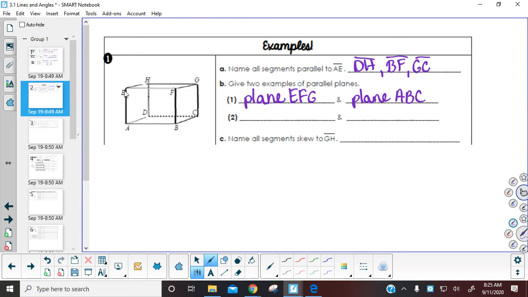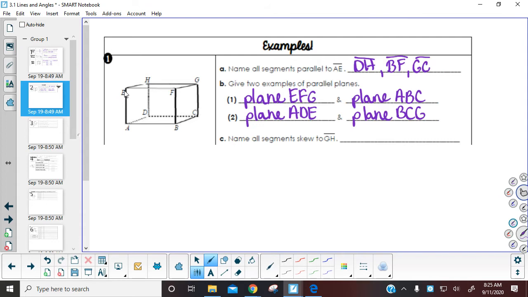If we're looking at another pair, you could do the left and the right. So if you look at the left side, you've got plane ADE. Again, I could use H in place of any of those. And then the right side, which is going to be parallel, would be plane BCG. And again, I could use F in place of any of those. Now I could also do the front rectangle and the back rectangle. That would work as well.